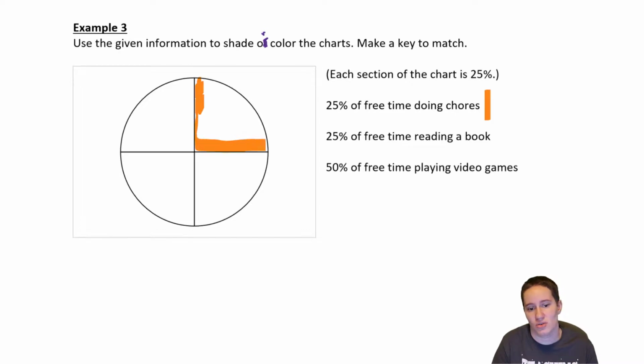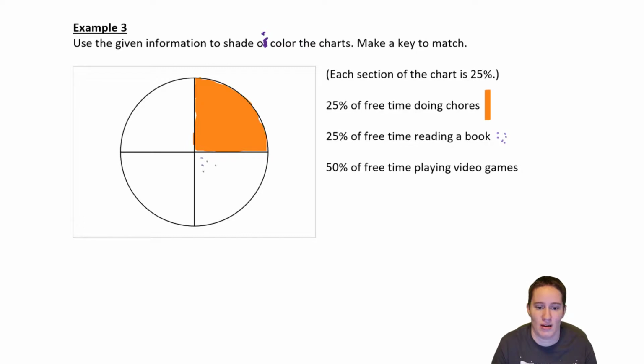And so you could use different colored markers or pencils. If you just have a pencil, you could try doing different intensities of pencil. You also could make patterns to show the difference between them. An example of that would be, for 25% of free time reading a book, I could choose to make polka dots.